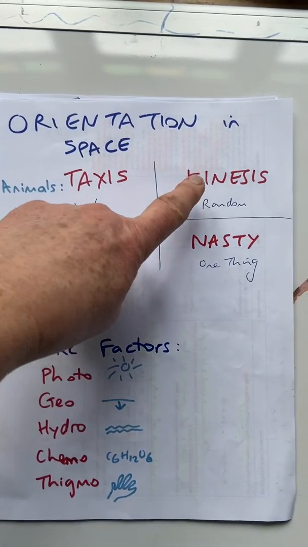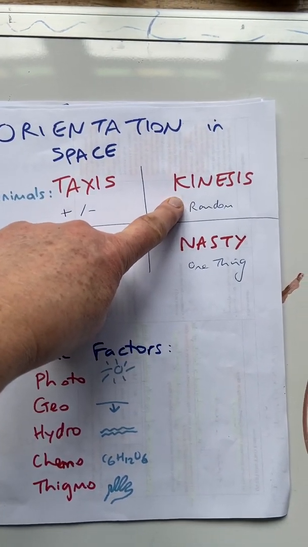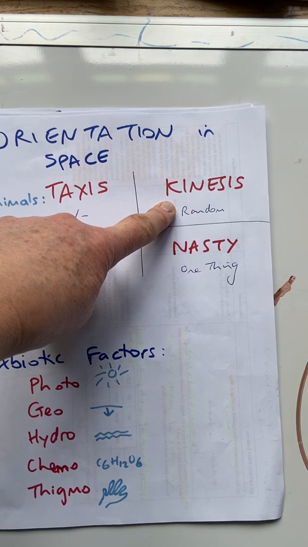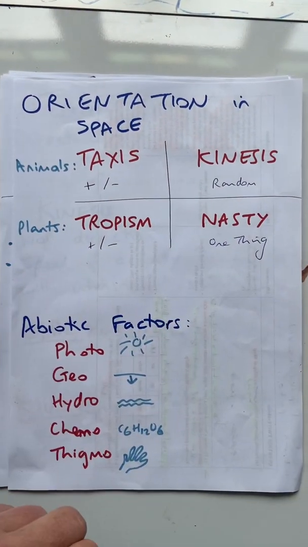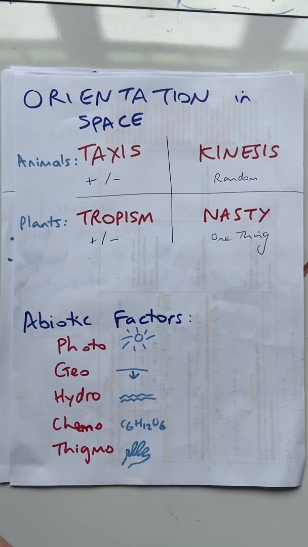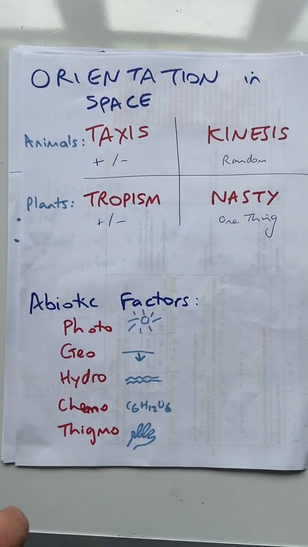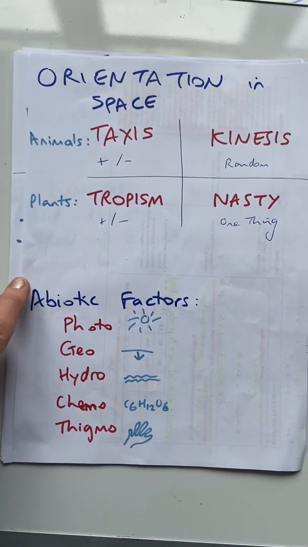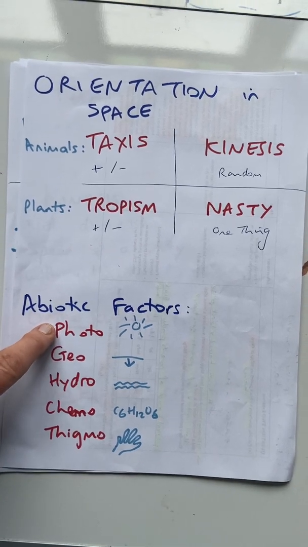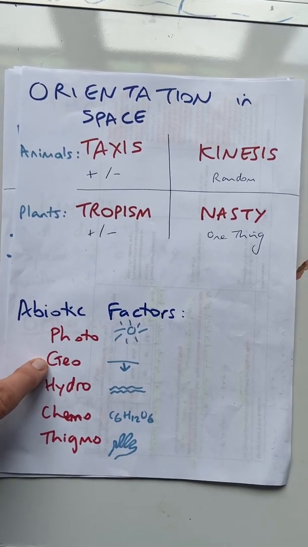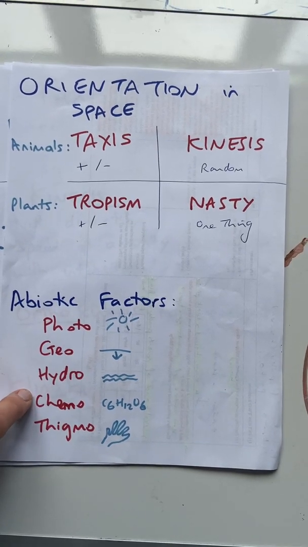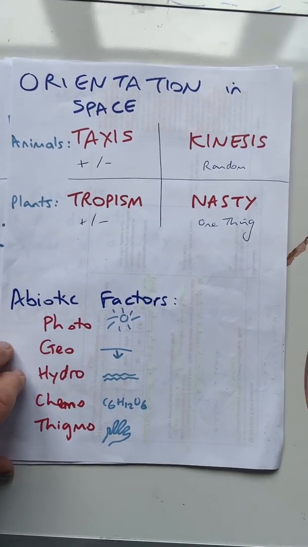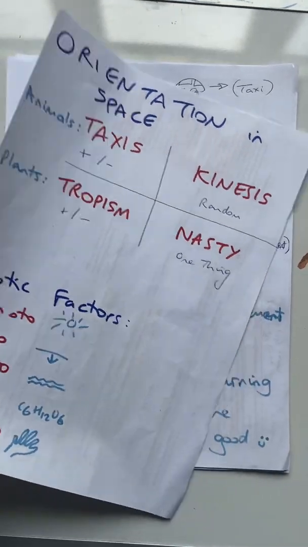The other two, kinesis is a bit of a sort of random change in the speed of movement, and a nastic response is just one type of response no matter the direction of the stimulus or the response. And the abiotic factors they're responding to can be things like photo meaning light, geo or gravi meaning gravity, hydro is water, chemo is chemicals, and that includes food because food is made of chemicals, and thigmo is touch. So I'll go through them one by one.